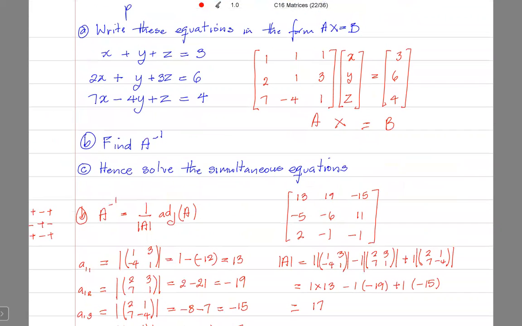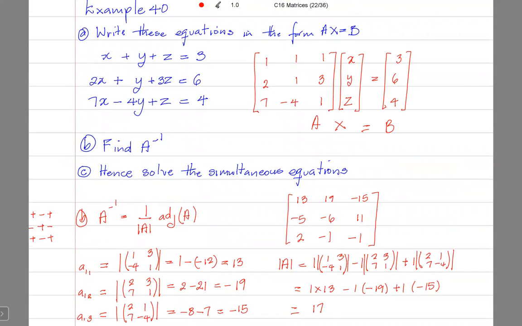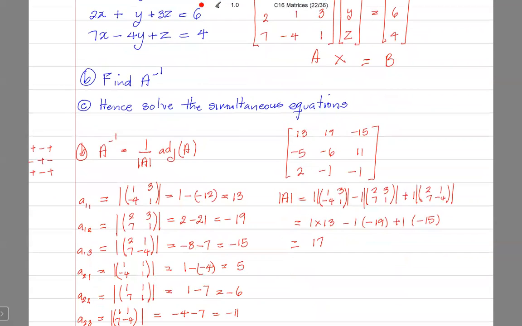All right, so double check because it's so easy to make mistakes with these things. Minus 1, 2, 7, 3, 1. That's good. 1, 2, 7, 1, minus 1. Minus 8, minus 7, minus 15. That's good. 2 minus 19. Good. And 1. Good. All right, so 17 it is.